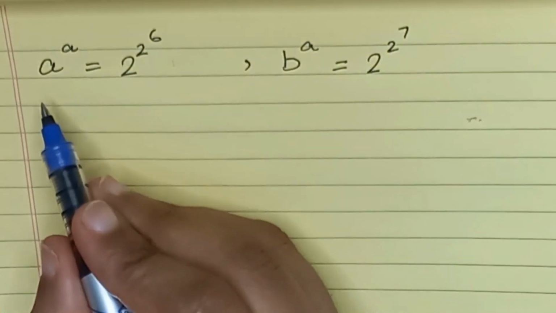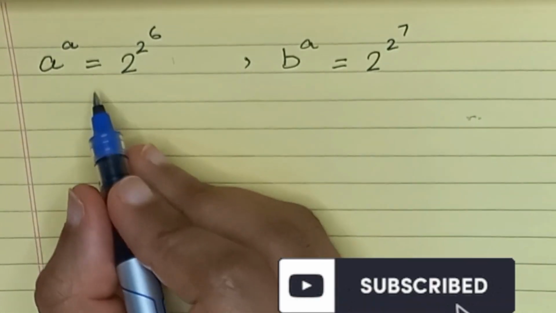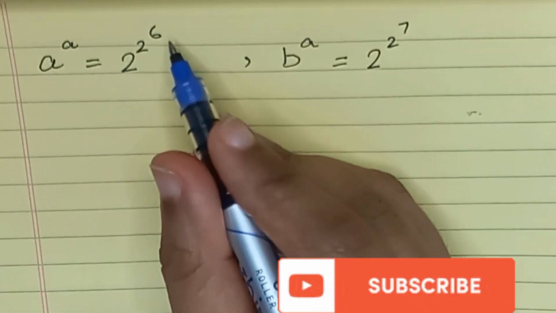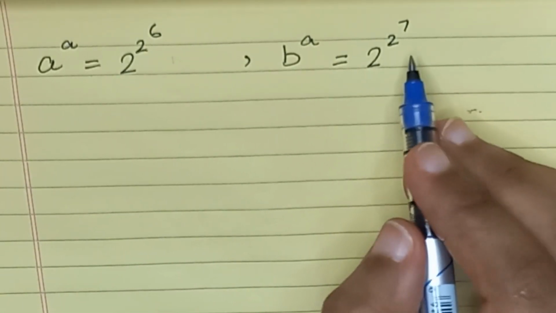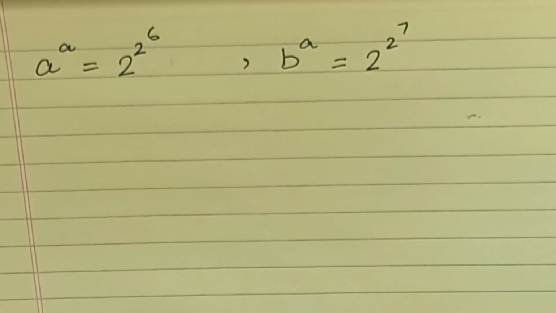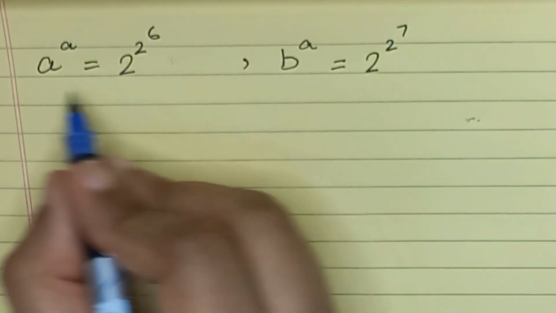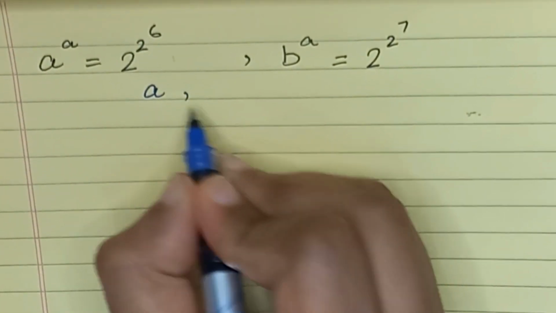Today I have a question: a raised to the power a is equal to 2 raised to the power 2 raised to the power 6, and b raised to the power a is equal to 2 raised to the power 2 raised to the power 7. So we have to find a and b.